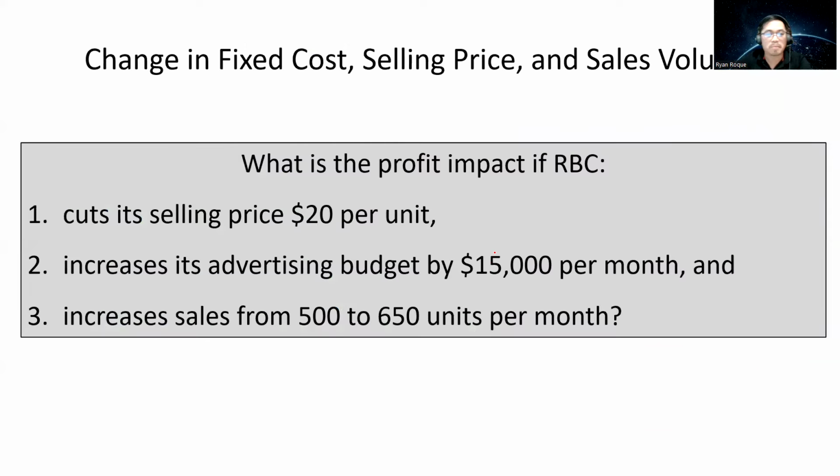Okay, so let's have another example. What if this time there are a lot of changes? First, you will cut the selling price by $20 per unit. And then you increase the advertising budget by $15,000 per month. And with those efforts, you will be increasing your sales from 500 now to 650 units per month. So what would be the profit impact?